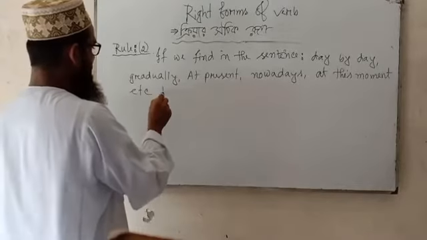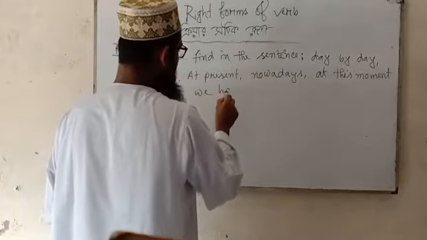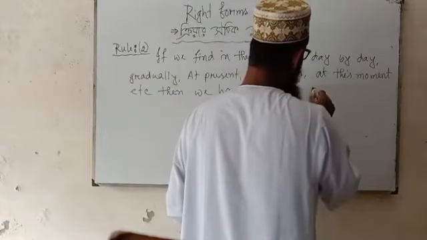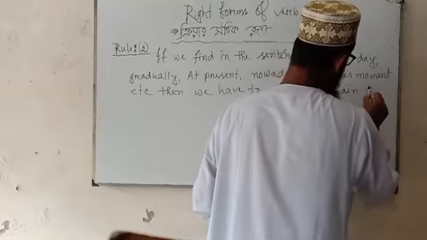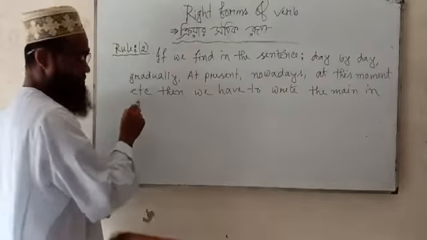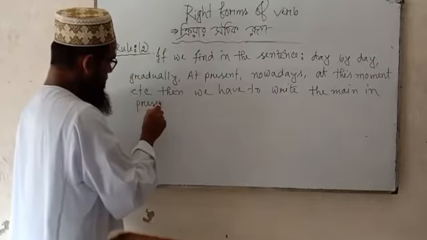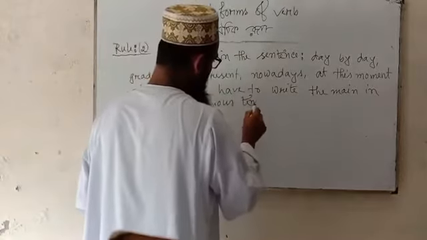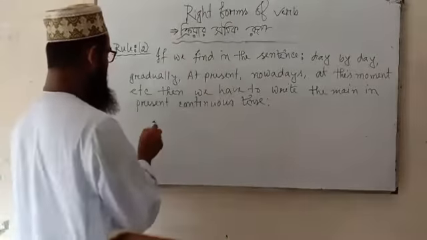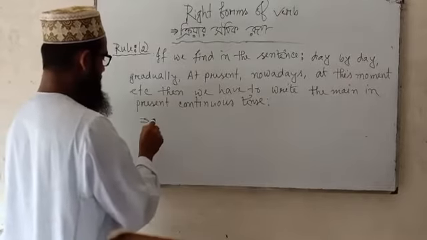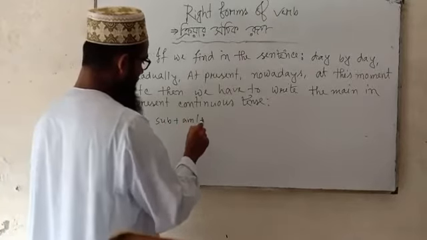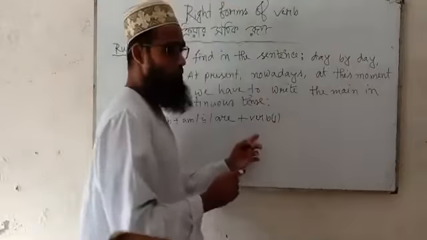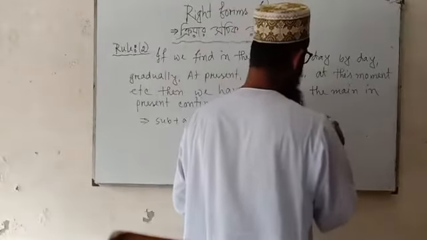It is easy. Then we have to write the sentence, the main verb, in present continuous tense. The structure of present continuous tense is subject plus am, is, are, plus verb 1, that means verb of base form, plus ing, plus object.